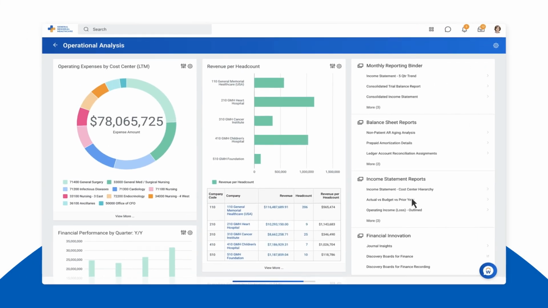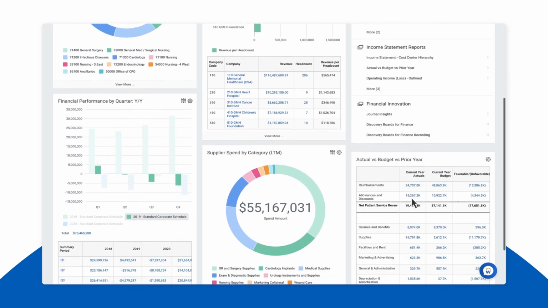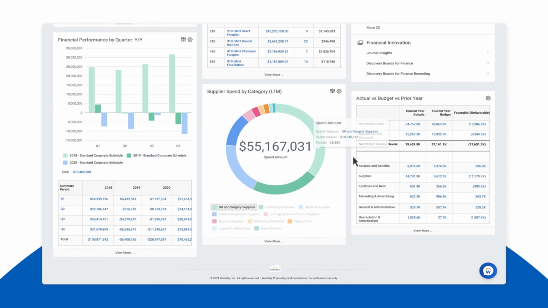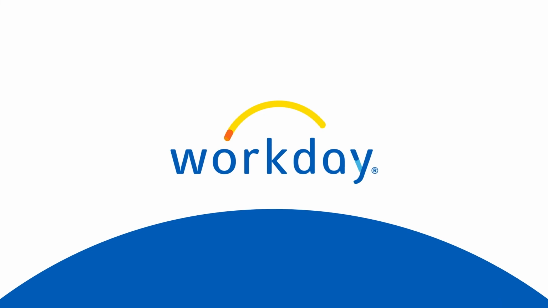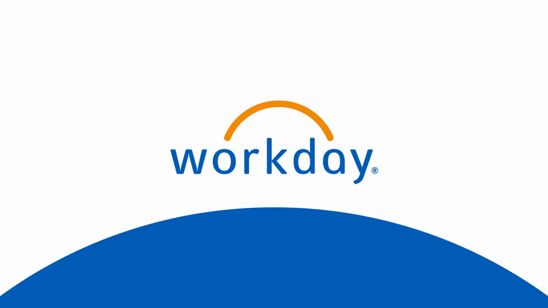With Workday, you're able to embrace the bigger picture, recalibrate with data-driven precision, and realize faster cycle times. Learn more about what Workday can do for healthcare organizations like yours.